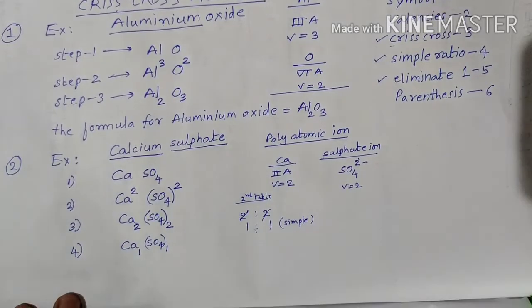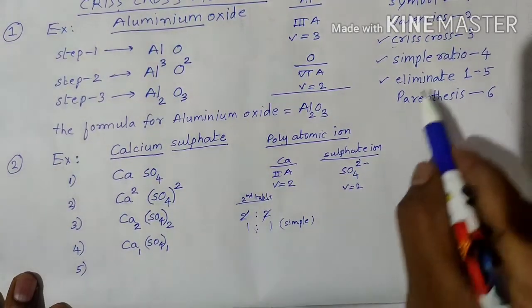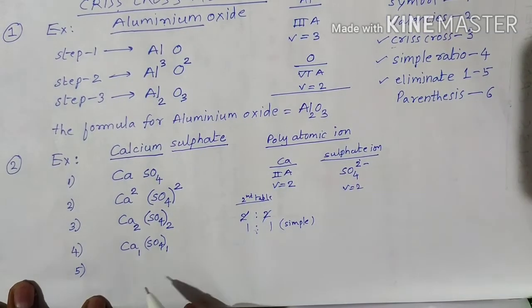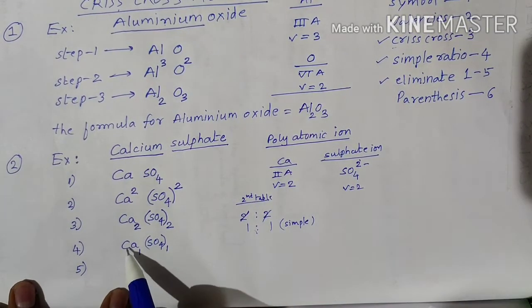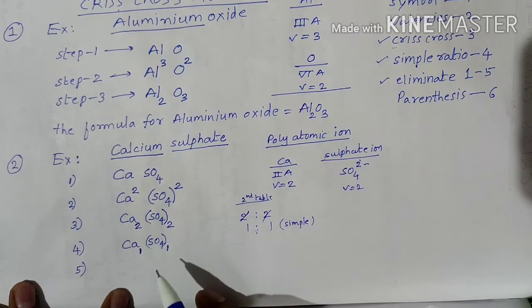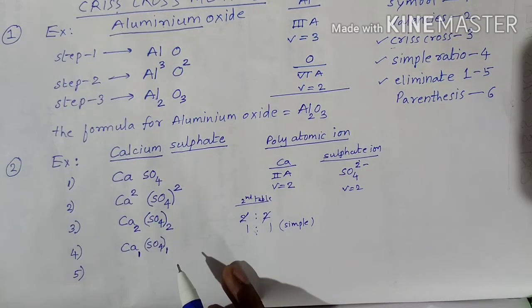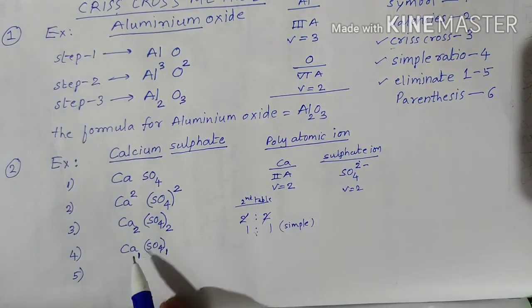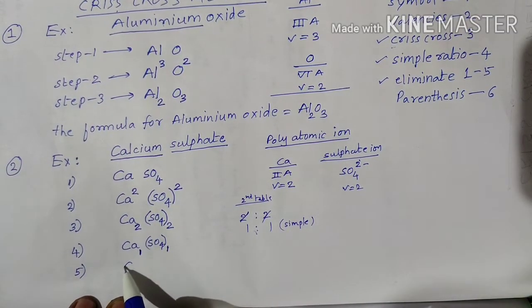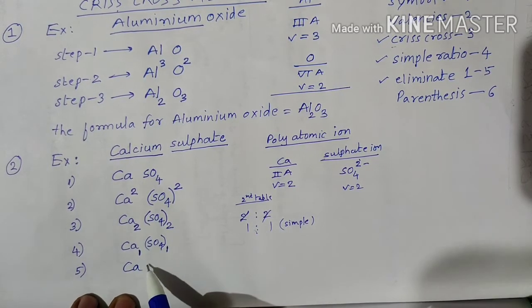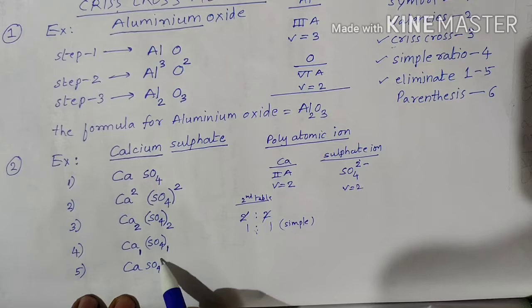Now let us come to the fifth step. We have to eliminate one. If any constituent receives 1, we simply remove the 1 and write the symbols as they are. So here calcium receives 1, so simply write Ca. And SO4 receives 1, so we simply write SO4.